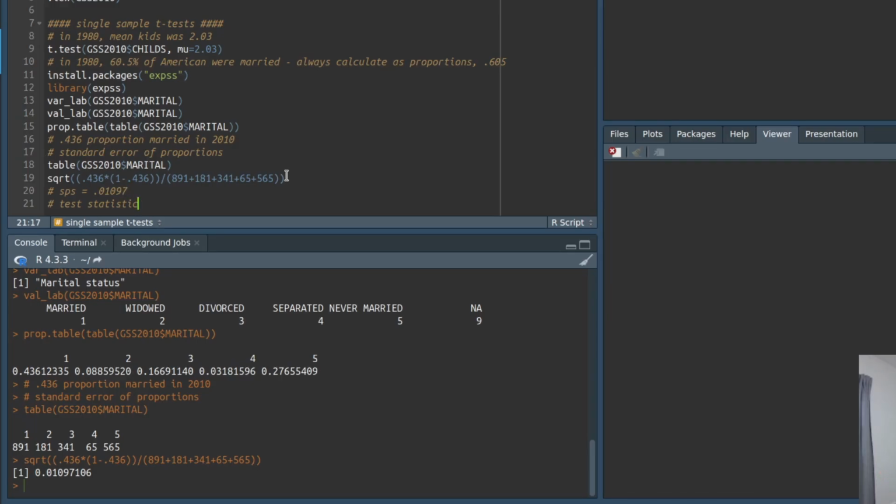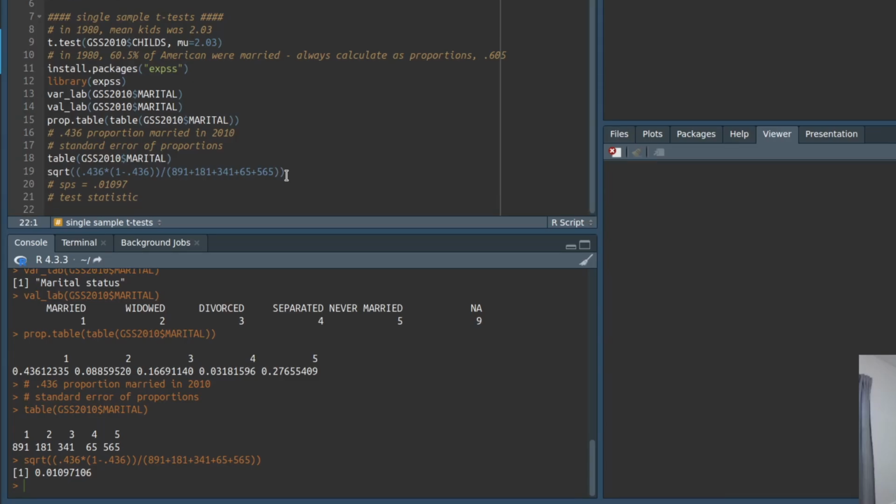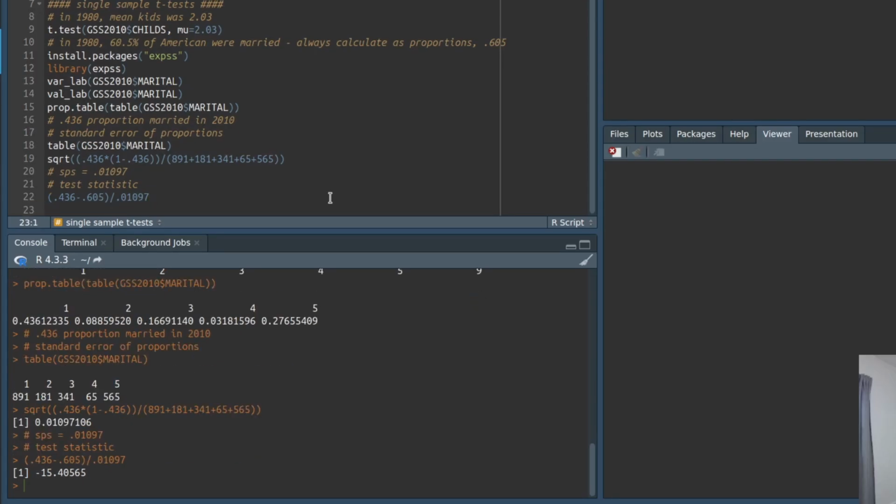The next step is to calculate the test statistic. The test statistic is P sub S minus P sub mu, the proportion in our population, which is the value that I gave, the 0.605. So as my numerator, 0.436 minus 0.605, divided by this value right here, S sub P sub S, 0.01097. That will give me my test statistic, right? So we're going to run that, and it's big. My test statistic in this case equals negative 15.405.